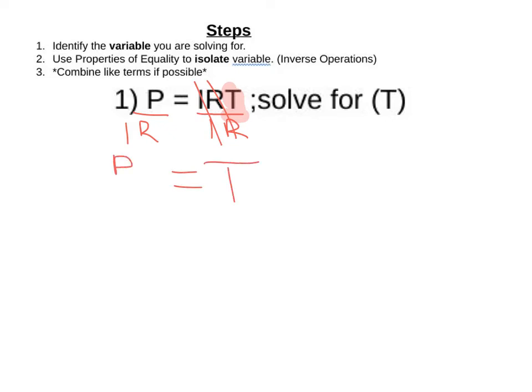And on this side of the equation is just going to be P divided by I times r. So you're not going to get an actual number answer. Really, all we're looking to do is rearrange the original equation, solving for whatever the new variable is. So let's take a look at a few more.